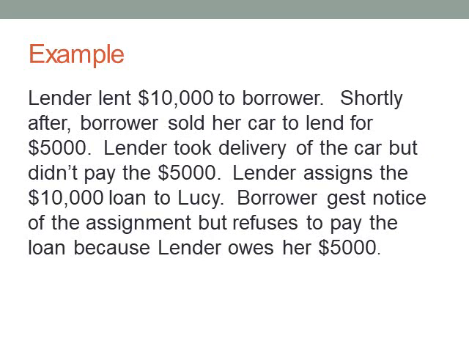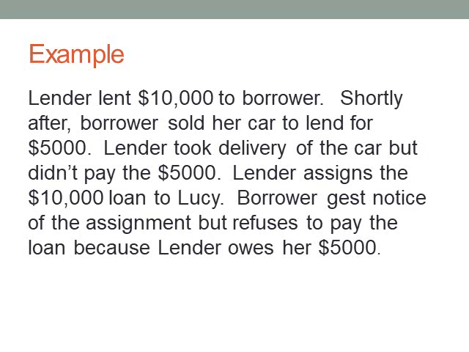So now to this example. Lender lent $1,000 to borrower. Shortly after, borrower sold her car to lender, that should say to lender, for $5,000. Lender took delivery of the car but didn't pay the $5,000. So lender assigns the $10,000 loan to Lucy. Borrower gets notice, so there's another typo, that should be gets, G-E-T-S, notice of the assignment but refuses to pay the loan because lender owes her $5,000.